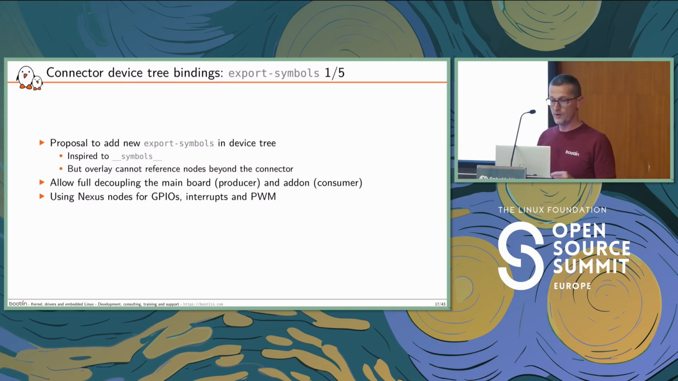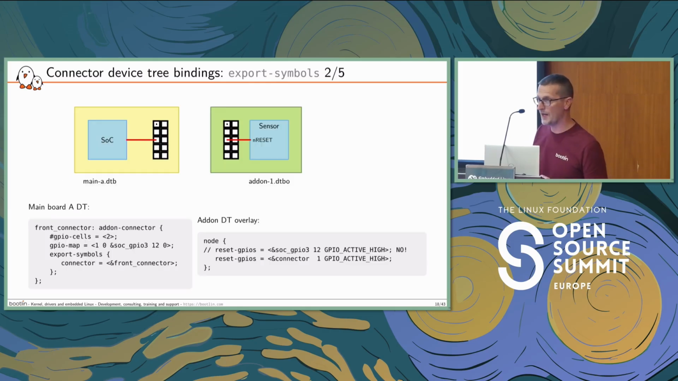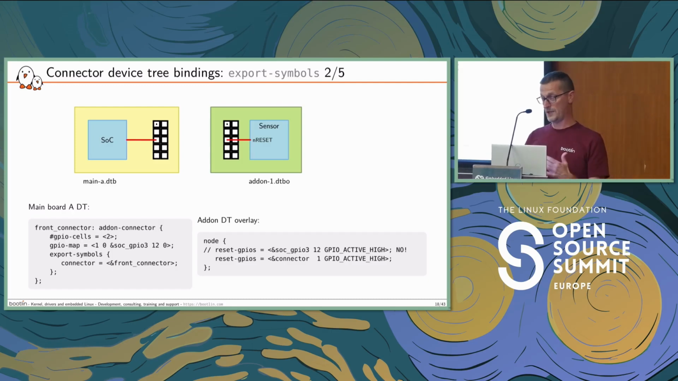And in this proposal, we are using Nexus nodes for GPIOs, interrupts, PWMs, and similar resources. So let's have a look at how it looks. Let's start from the right. On the sensor, you reference, as I showed before, the reset GPIOs pointing to GPIO 1 of the connector. You cannot point to GPIO 3. Here, this is wrong. You cannot reference the mainboard.